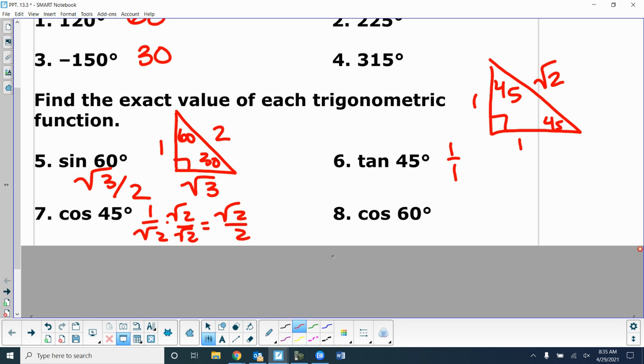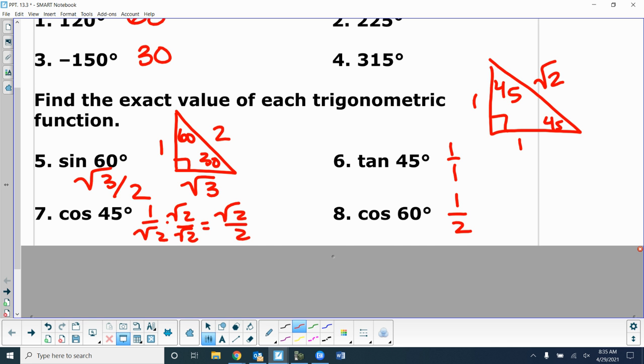Cosine of 60. 1 over 2, right? Adjacent over hypotenuse. Okay? Again, I've told you, if you know those two triangles, trig life's simple, right?